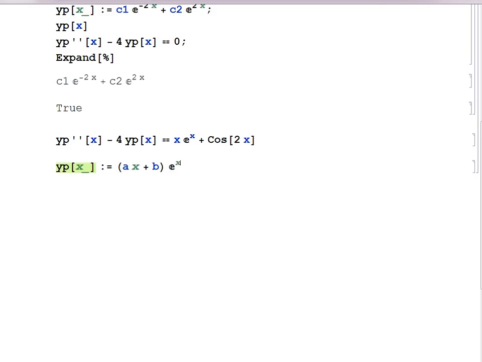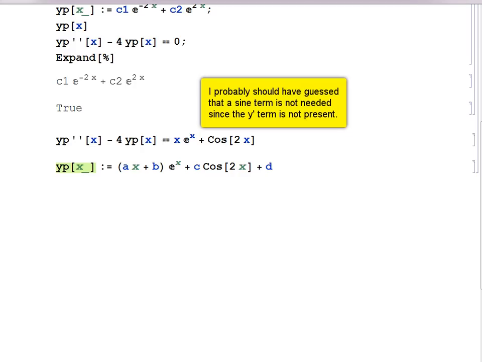times e to the x. And now what about this? Well, sines and cosines all rotate around to give me sines and cosines. So something times a cosine 2x and something times a sine 2x. So we'll use c cosine 2x plus d sine 2x. Okay, so that's what we're going to guess.